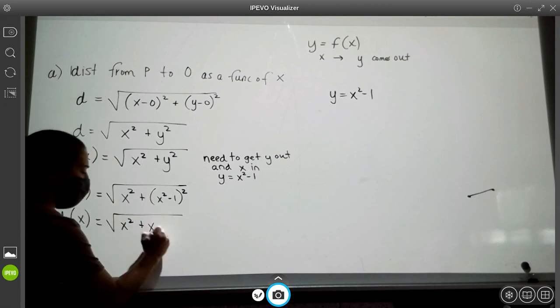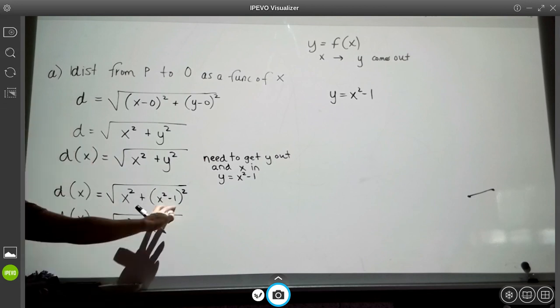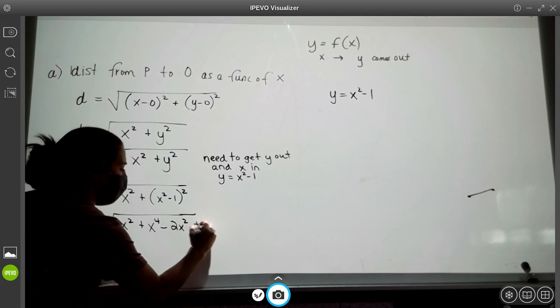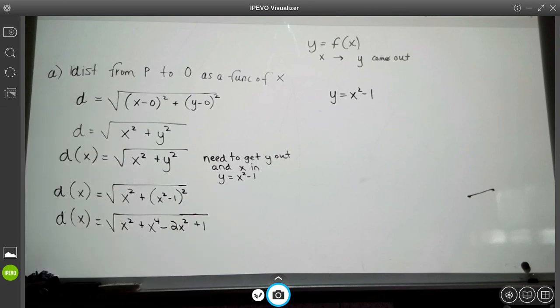Right, first term squared would be x to the fourth. Times them together and double it would be negative 2x squared. And then last term squared is plus 1. And then we just combine like terms.